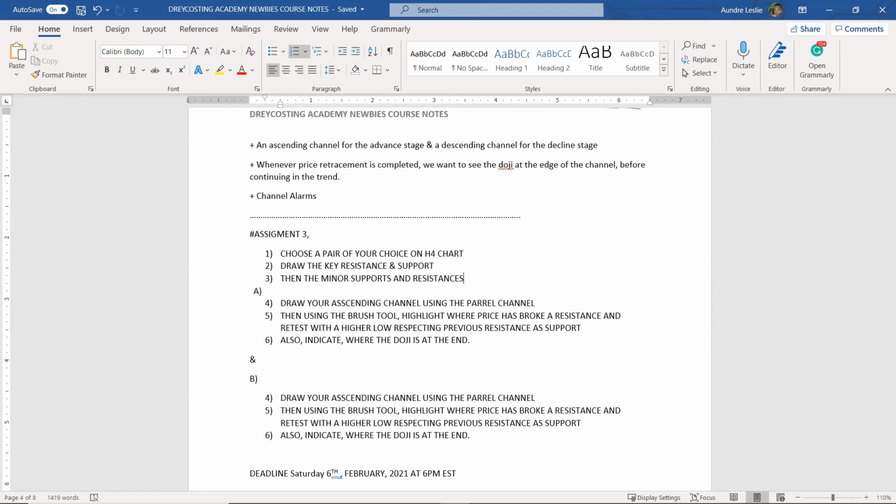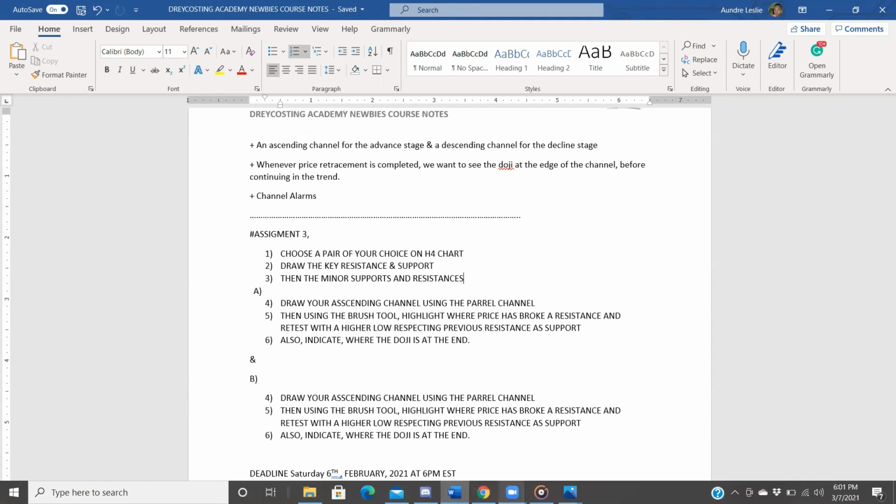Then, using the brush tool, highlight where price has broken a resistance and retested it with a higher low, respecting the previous resistance as support. Also indicate where the doji is at the end.